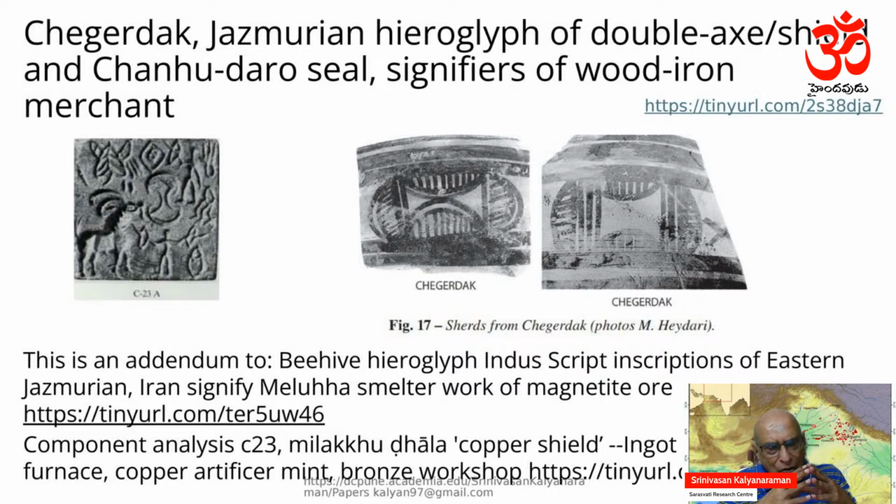The Chanhudaro seal, C23, shows a double axe. I submit it as a signifier of the wood and iron merchant. Next, please.